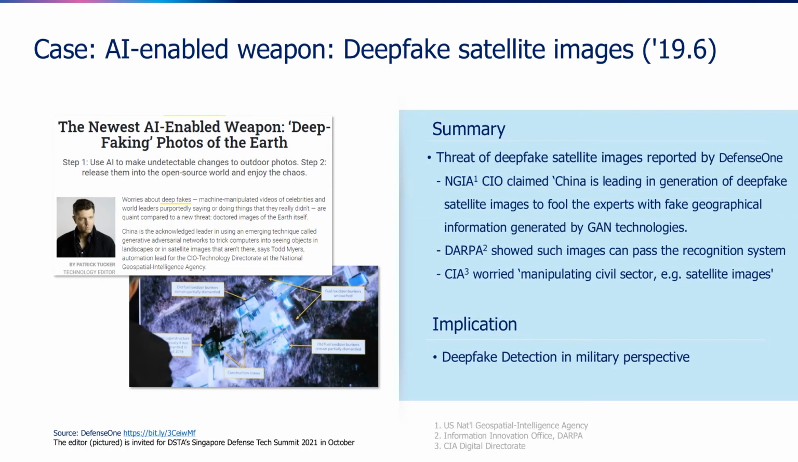As mentioned earlier, deepfake satellite images can be abused as an AI-enabled weapon, as reported by Defense One, the military journal. According to the officials, China is leading in generation of deepfake satellite images to fool the experts with fake geographical information generated by GAN technologies. The Defense Advanced Research Projects Agency, known as DARPA, showed that such images can pass the recognition system, and the CIA was concerned about the threat. This case shows how deepfake can be a threat from a military perspective as well.